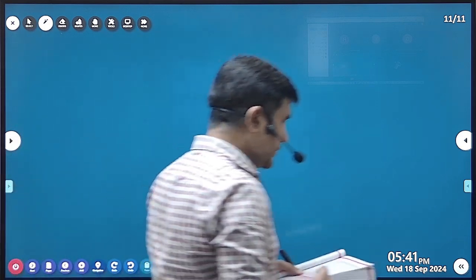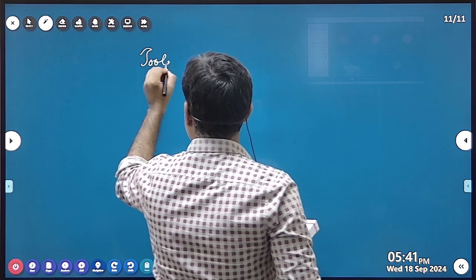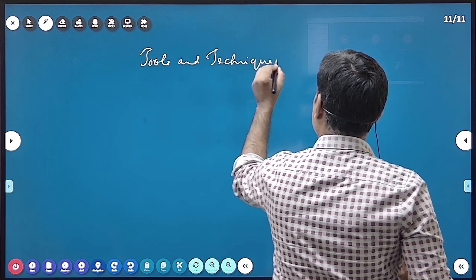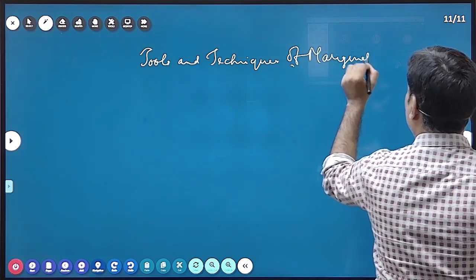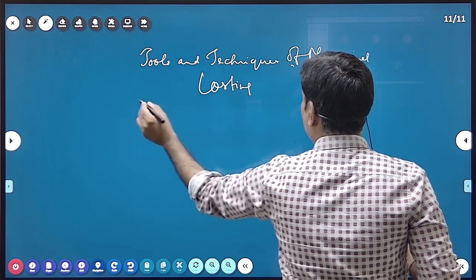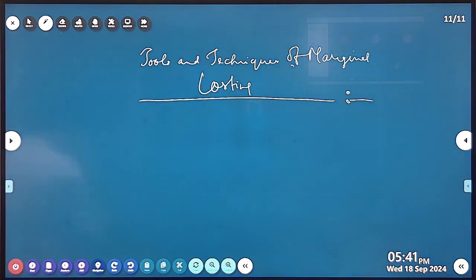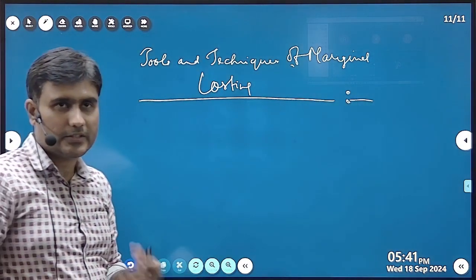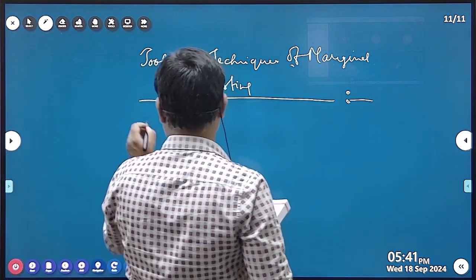Now we will go for tools and techniques of marginal costing. We have gone through all these tools and techniques while we wrote down the formulas and while explaining those formulas. First is contribution. It is just a recap of what we did in the first 10 to 15 minutes.